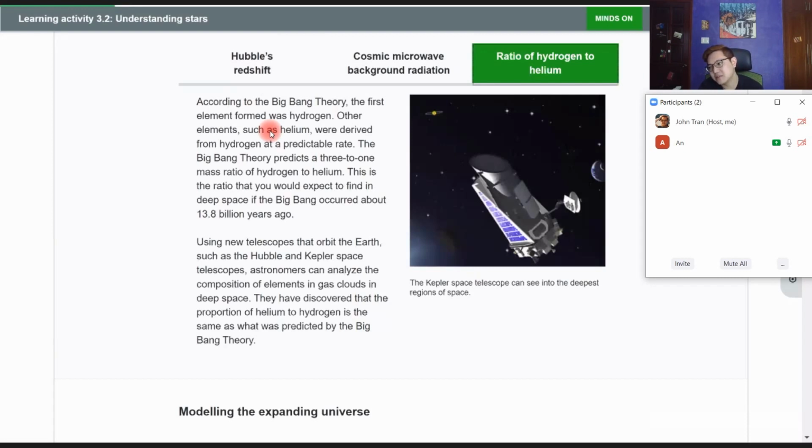This gas cloud is massive. Gas clouds in space are massive. It's just so big. It covers, you know, even the entire solar system, even more than that. It's really big.